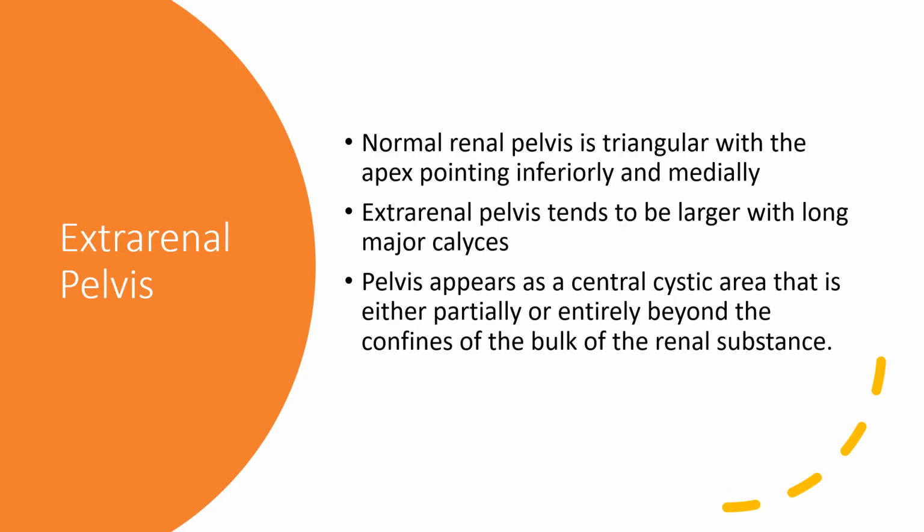All right, extrarenal pelvis. I call this the droopy drawer syndrome of the kidney. So the normal pelvis is sort of triangular, and the base of the triangle sits up in the kidney itself, and then the apex points inferior and medially. I'm going to show this to you on a picture in just a moment. With extrarenal pelvis, the pelvis is larger, it's got long major calyces, and the pelvis itself seems to sit outside the hilum of the kidney. The pelvis is going to look like a central cystic area, and it'll be beyond or partially beyond the confines of the bulk of the renal substance.